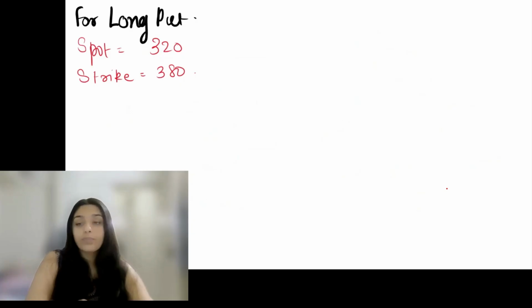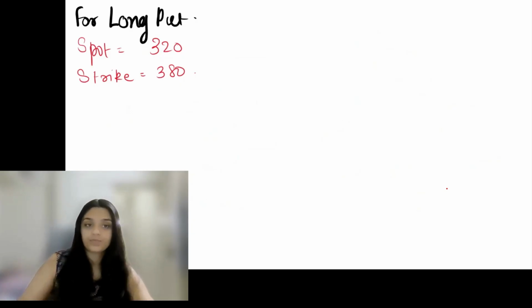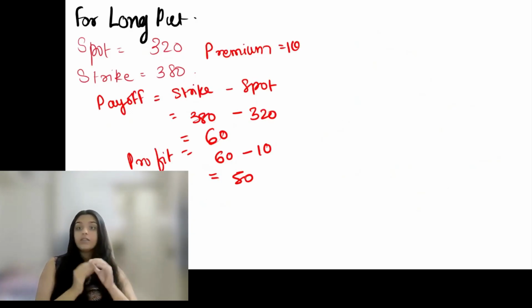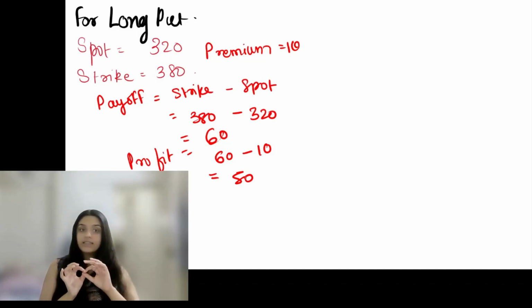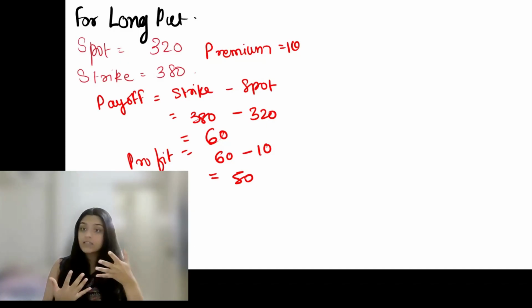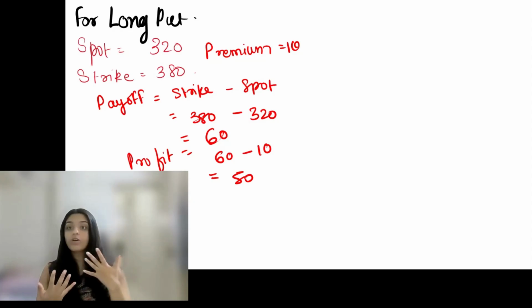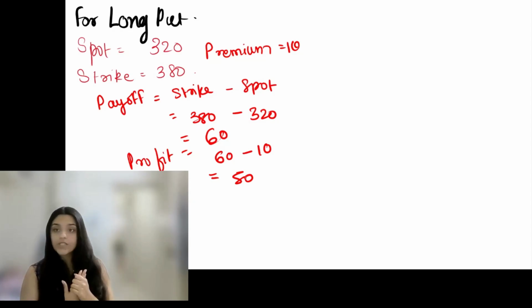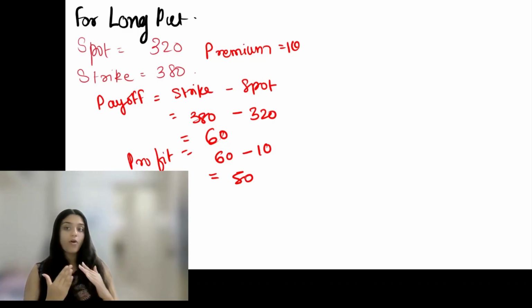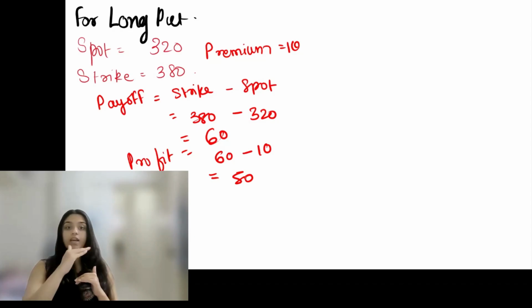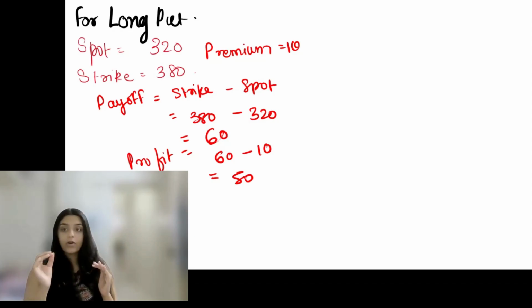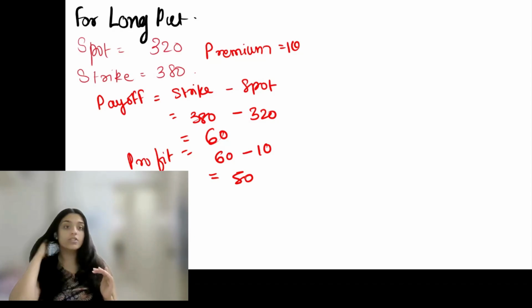Now let's move on to the put position. For a long put position, the spot price should be less than the strike price. This is the ideal scenario for someone holding a long put position. The long put position holder wants the market to fall, correct? So the spot price will be lower than the strike price, and the payoff is calculated as strike price minus the spot price.